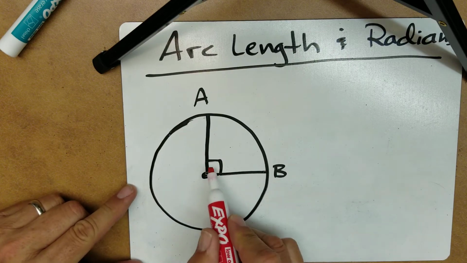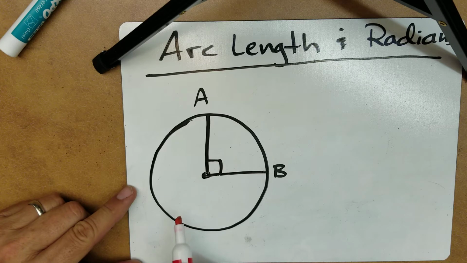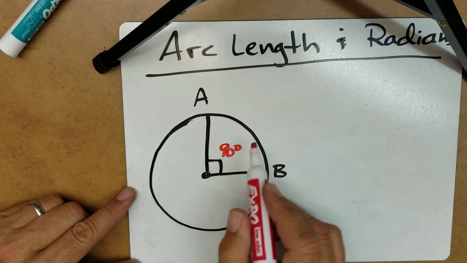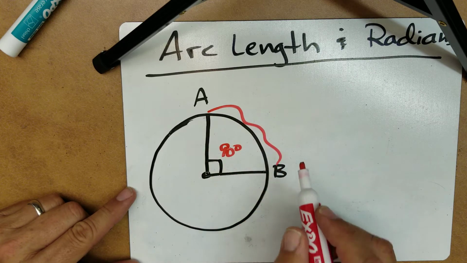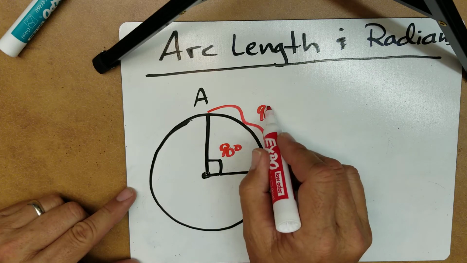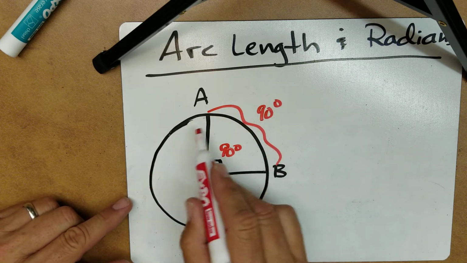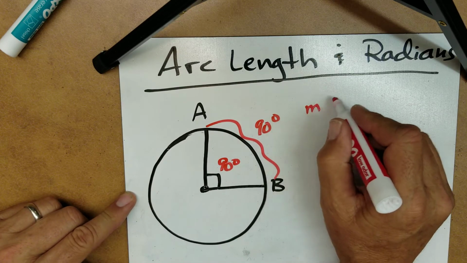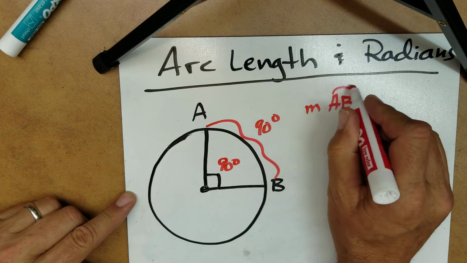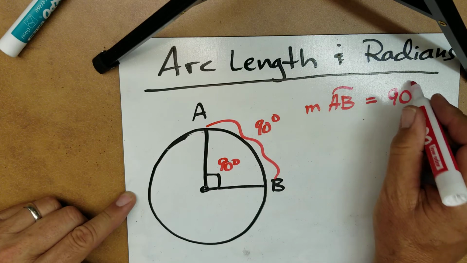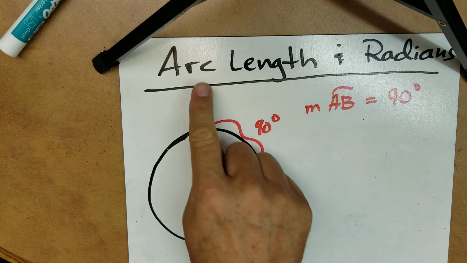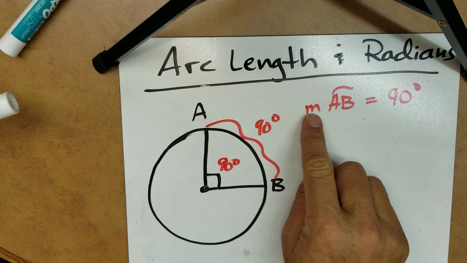And look at this, isn't that a right angle and isn't that a central angle? So if the central angle is 90 degrees, that means that this arc is also 90 degrees, 90 out of the 360. So the measure of arc AB is going to be 90 degrees, and that's what we did last week. That's not what we're doing today. Today we're doing arc length. This is the measure of the arc.